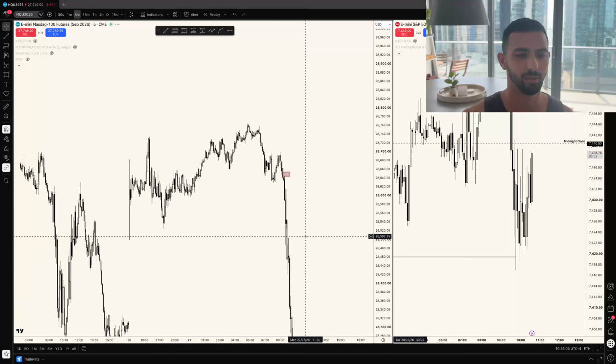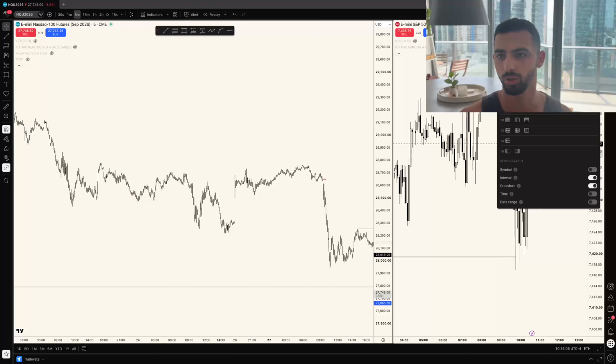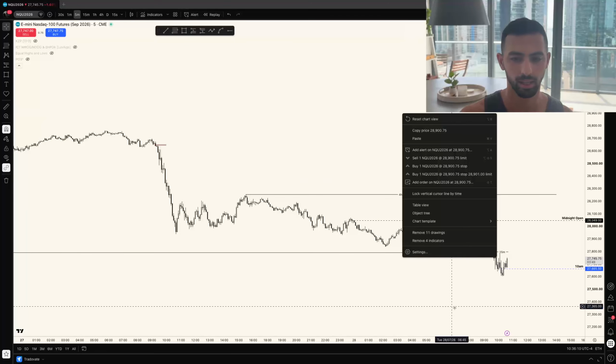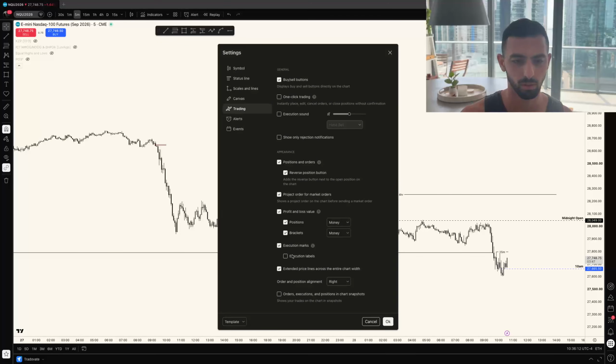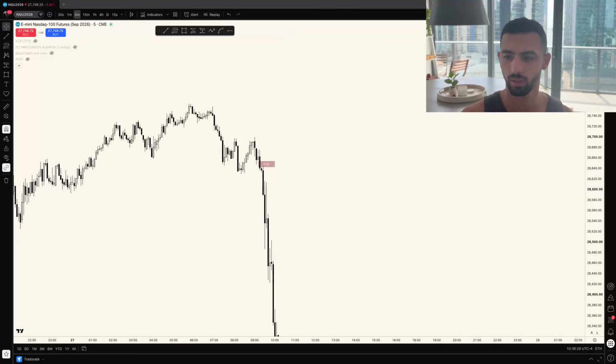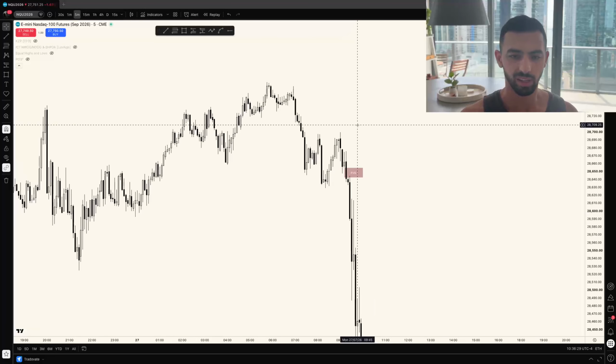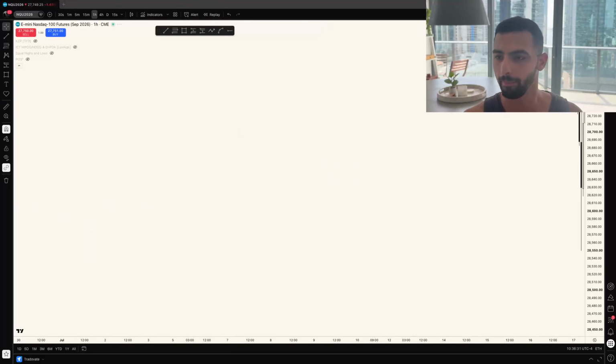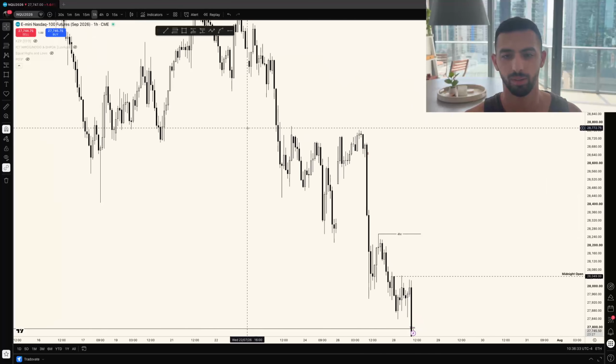So as you can see, we had this huge dump. Can it show executions though? It doesn't show executions from previous day, which is kind of annoying. Yeah, I guess I can show executions from yesterday. But anyways, the trade I took yesterday was this one right over here.